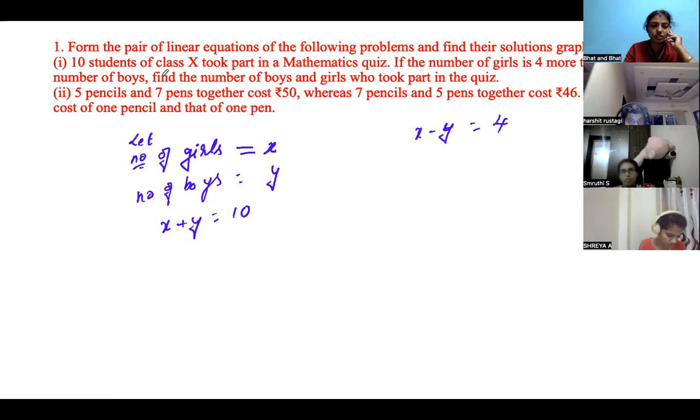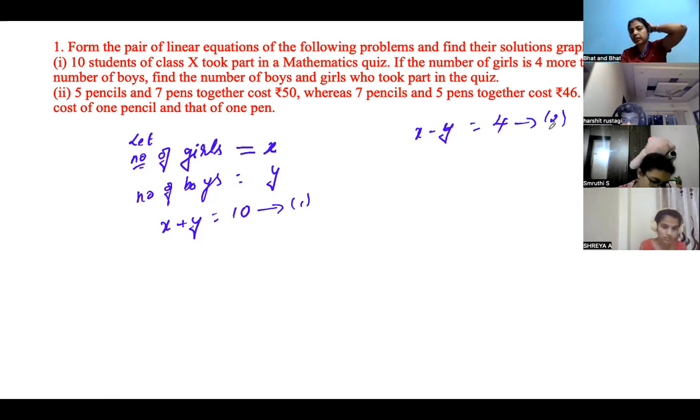Understood? No, it's not 4 times, it's 4 more. Okay, yeah, I thought it was 4 times. 4 more than the number of boys. Okay? Not 4 times more. Just 4 more. So now we got the 2 equations. If you get the 2 equations, let us write them. So let us keep these as equation 1 and 2. Now first, before we go ahead, tell me whether they are coinciding, intersecting, or parallel lines.